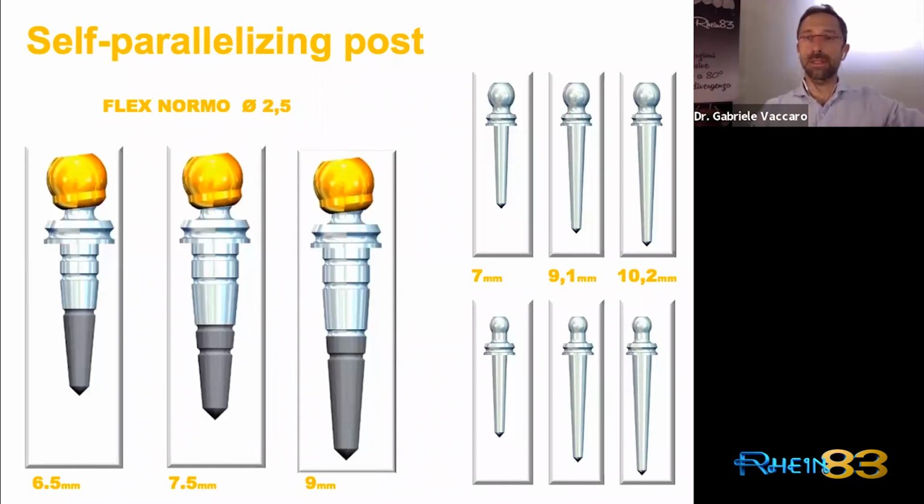I can choose a different kind of post to put into the root, starting from 7 millimeters, with a sphere block on the top, or a self-parallelizing pivot with this oscillating sphere that has exactly the same diameter as the sphere block. Sincerely, I almost always use the smallest one, exactly for the reason I explained before: I want to respect the hard tissue of the root, and I want to be as less invasive as I can.